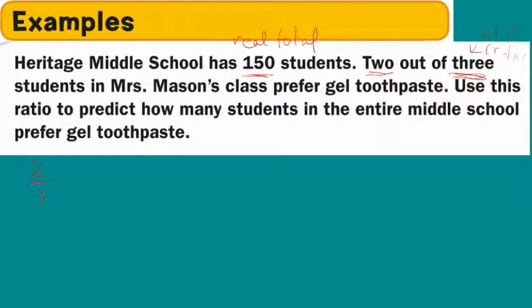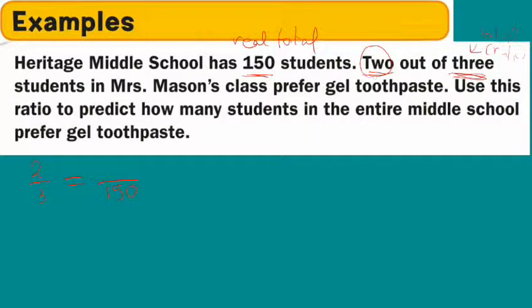So when we write the equivalent ratios, we will write that 2 out of 3 is equal to something over 150 down here like the 3, because 3 is the total in the ratio and 150 is the real total. Let's continue reading. Use this ratio to predict how many students in the entire middle school prefer gel toothpaste. Again, look here in the ratio, 2 out of 3 prefer gel toothpaste.